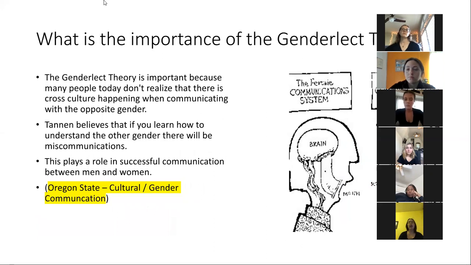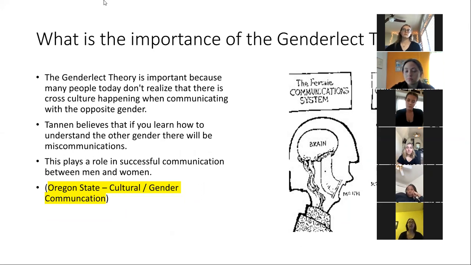Why is the Genderlect theory important? According to Origin State Cultural Gender Communication, the Genderlect theory is important because one of the major problems that society faces today is the ability to communicate effectively. Both men and women today do not realize that while speaking to the opposite gender, there's a cross-culture happening.